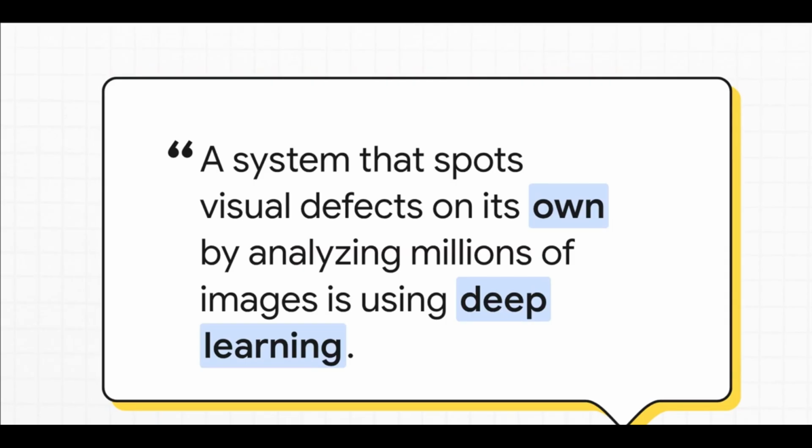A classic example is visual defect detection on a factory assembly line. You don't program rules for what a scratch looks like. You just show the deep learning model millions of pictures of good products and bad products, and it literally teaches itself how to spot the difference. That is that automatic magic right there.